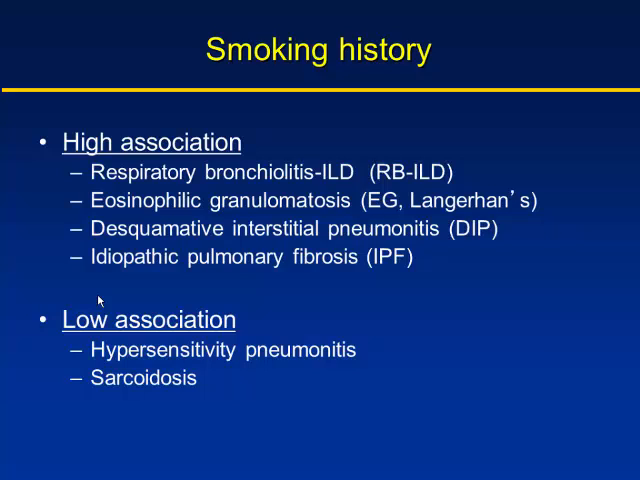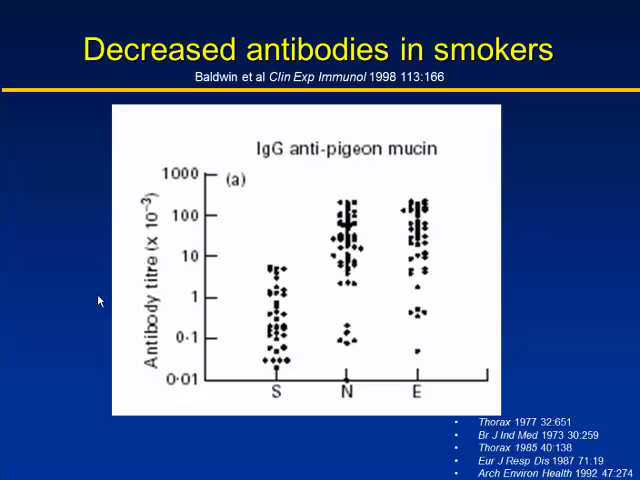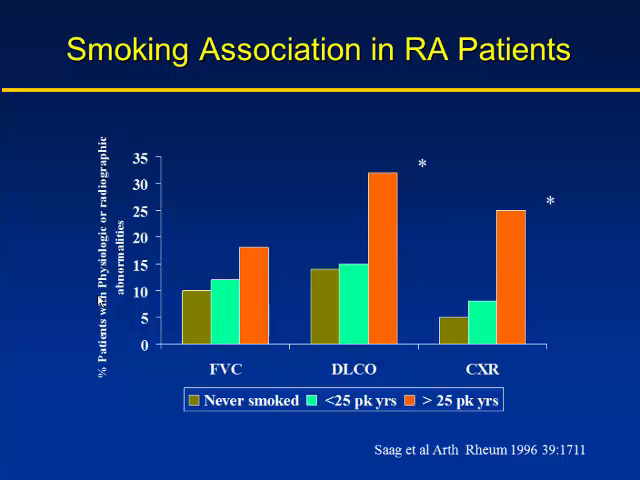Interestingly, a low association is sarcoid to a lesser extent, but HP has been classically shown to be associated mostly with non-smokers. There are many studies on this. This one shows an IgG level to anti-pigeon, and the smokers had a lower antibody level versus non-smokers or ex-smokers. So there's an inverse proportion. That's why sometimes it's useful if somebody's a heavy smoker and you're on the fence. It may not rule out HP, but it might help to fine-tune exactly what your pretest probability is for HP in that patient.